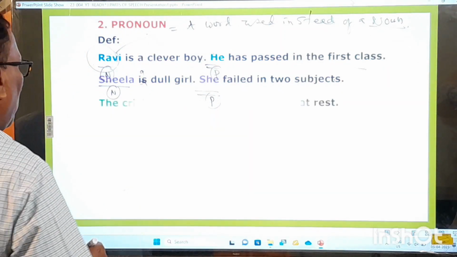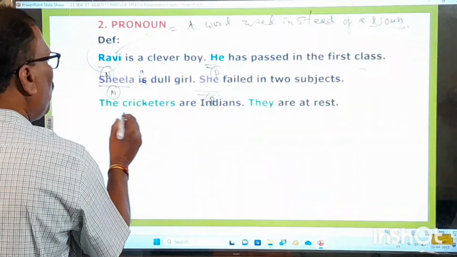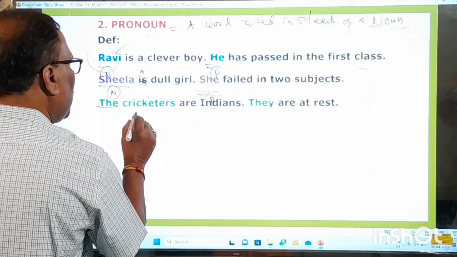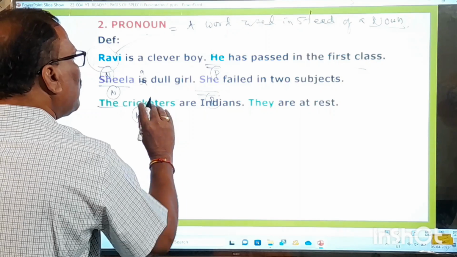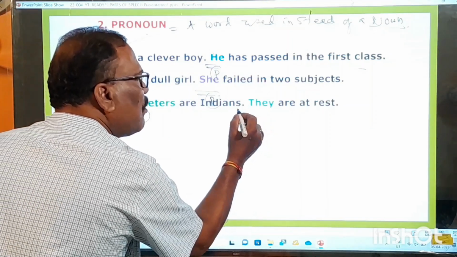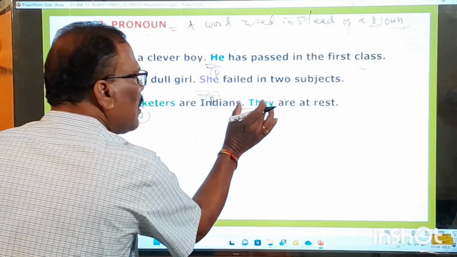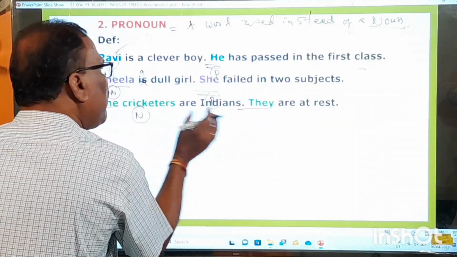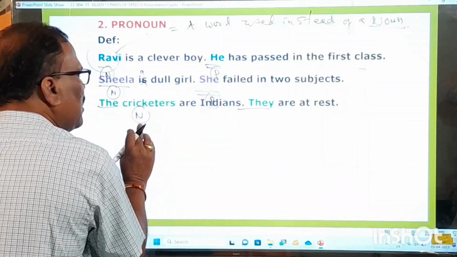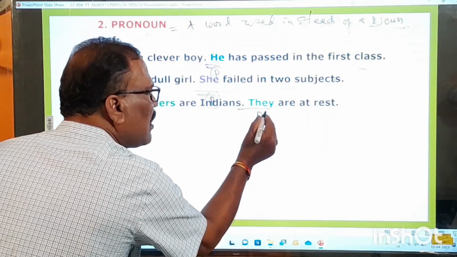Okay, one more example. The cricketers are Indians. They are at rest. So here we are talking about the cricketers. This is a noun. And what are we using for the cricketers in the second sentence? We are using they. Okay. For these cricketers, we are using they in the second sentence. So any word used instead of a noun, cricketers is a noun. Instead of this noun, what are we using here? They. So therefore, what is that? It's a pronoun.